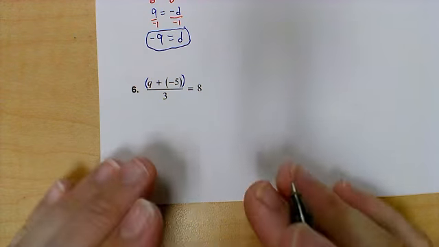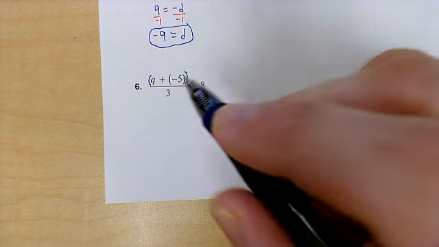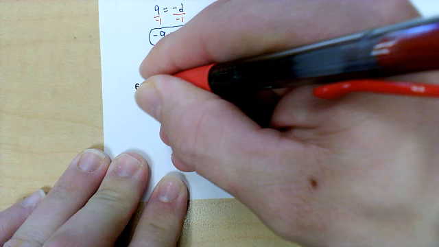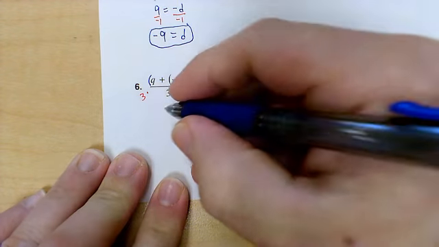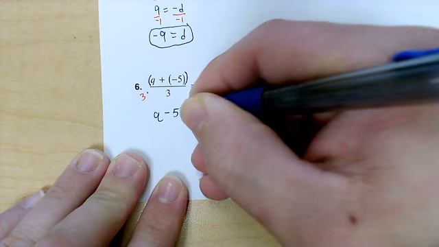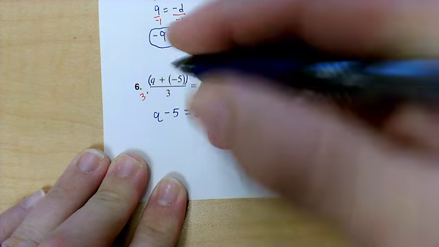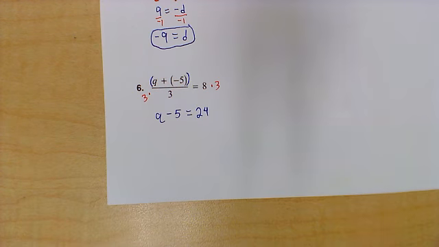So we're actually going to save the q plus negative 5 to last. We're going to deal with the division first. So to cancel out the divide by 3, I'm going to multiply both sides by 3. So q, and I'm just going to write this as minus 5, is now equal to 8 times 3, which is 24. You're going to notice that I dropped the parentheses that were around the q minus 5, and that was simply because there was no need for them anymore since I took care of the operation that was impacting them.